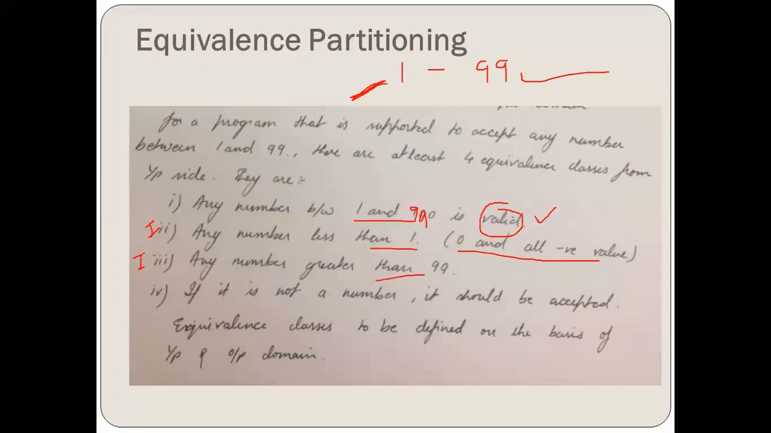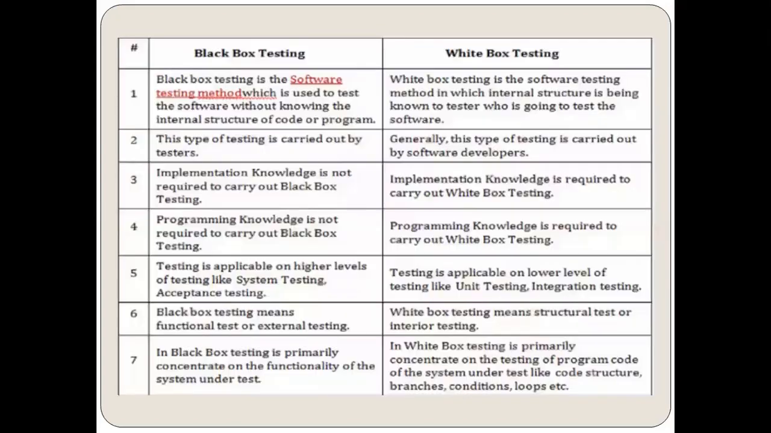I'm going to check for all the input conditions. The third invalid class is if I'm giving an input which is not a number, then how should the system react or respond? So again, these are what? These are dividing or partitioning the input values into invalid classes and valid classes and testing it rigorously. This is what equivalence partitioning is.